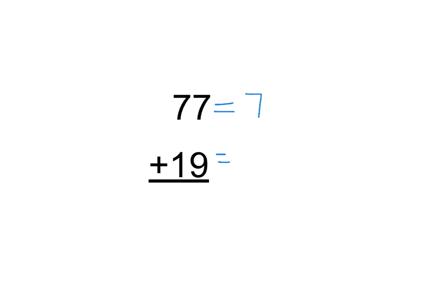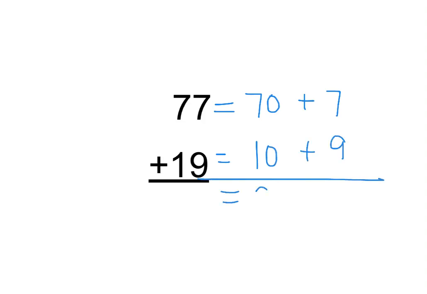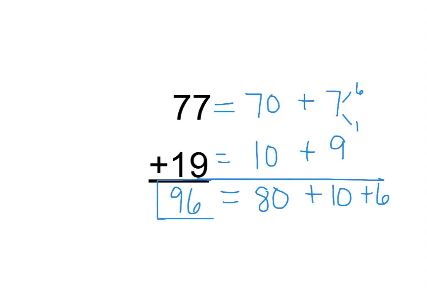Ready? One thing I'm always doing with you is reviewing how we find our basic facts, because we'll be using those forever. So 70 plus 10 is 80. Remember, 9 plus 7. When I say 9 plus 7, you really think 10 plus 6, because we love to add tens. 80 plus 10 is 96.